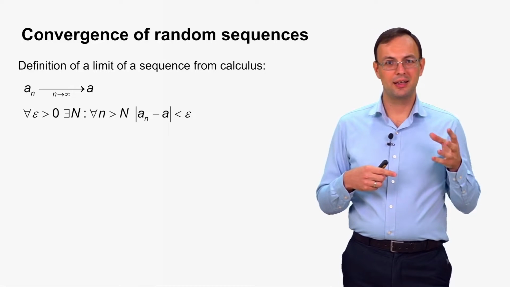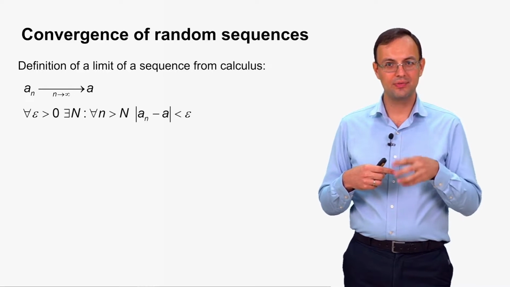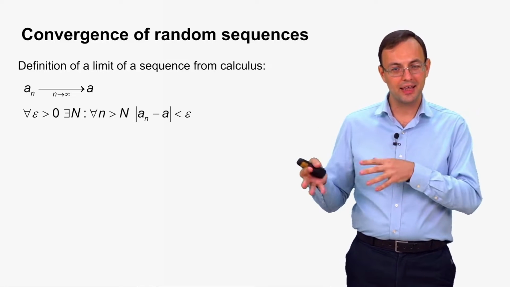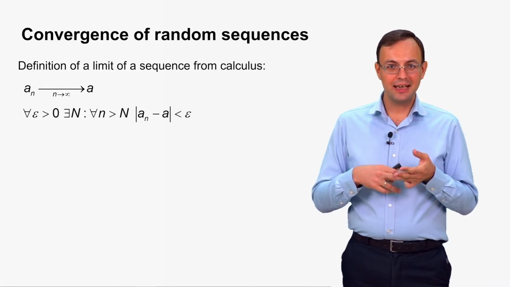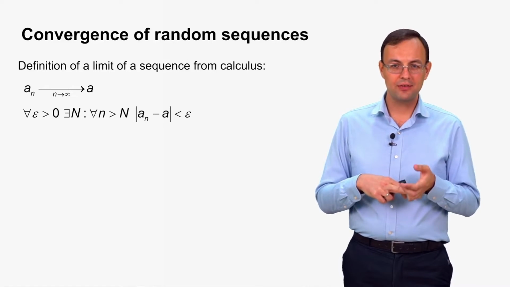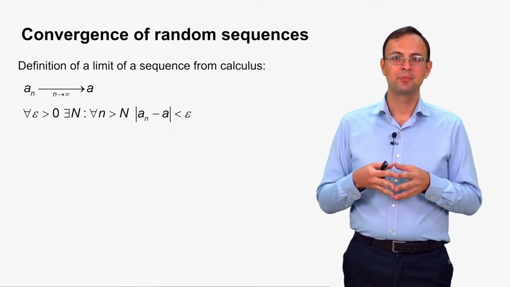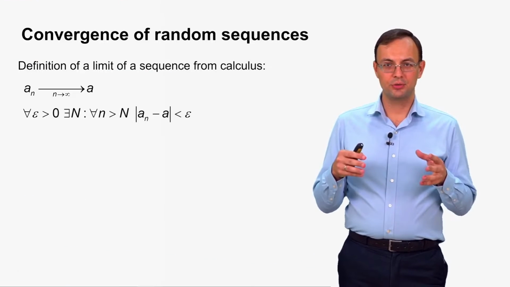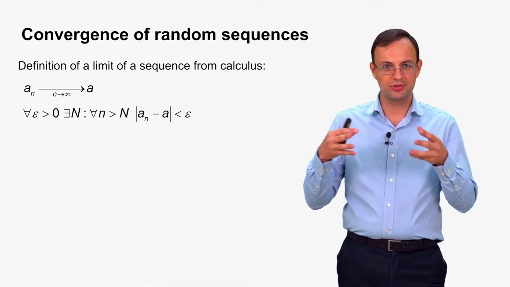So if the limit of a_n when n tends to infinity is equal to a, or in other words, if a_n converges to a when n tends to infinity, this means that for any positive epsilon, there exists a capital N such that for any small n that is more than this capital N, the difference between a_n and a is less than epsilon. So how can we translate this expression from the mathematical language to our ordinary human language?